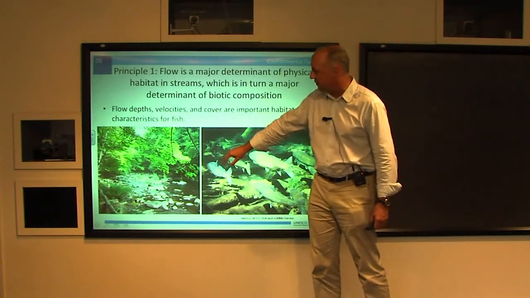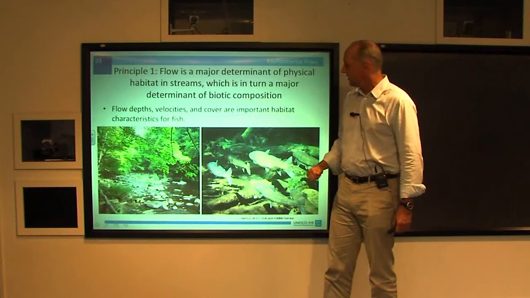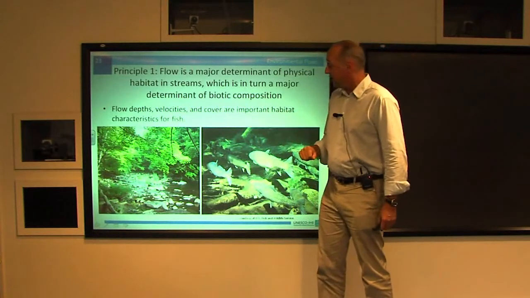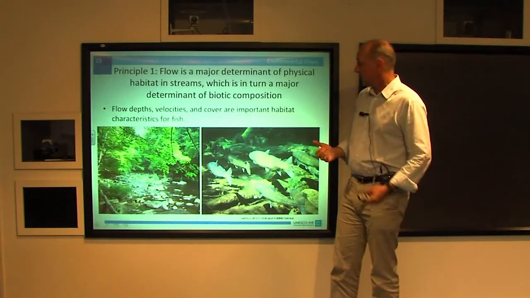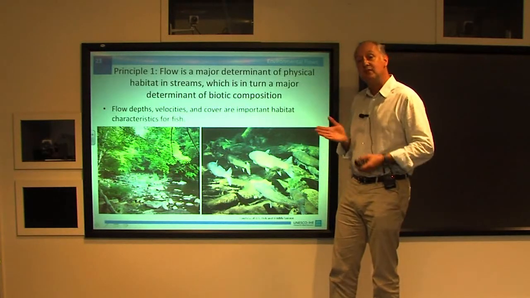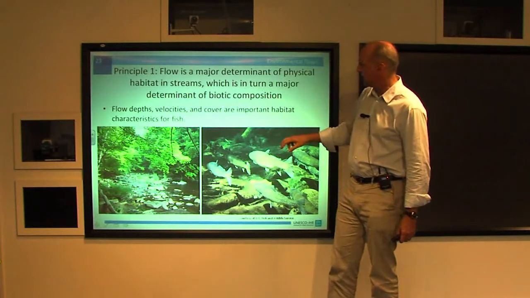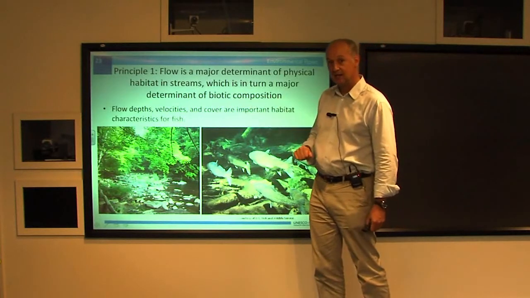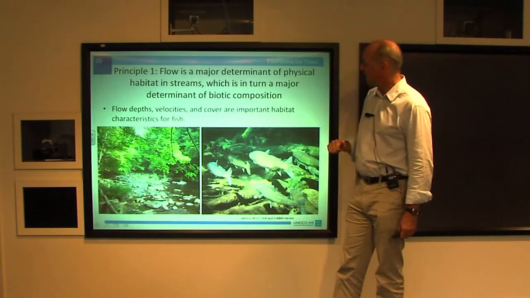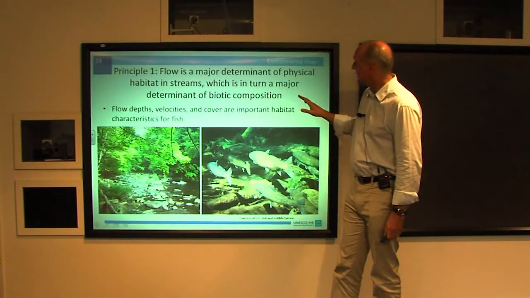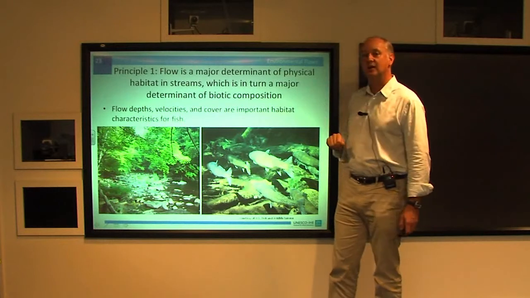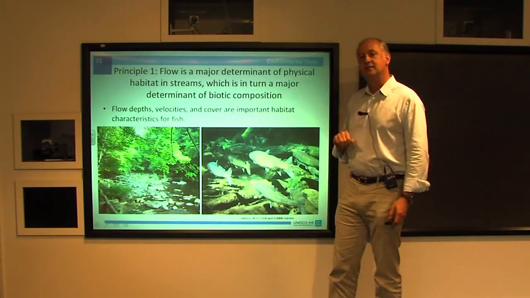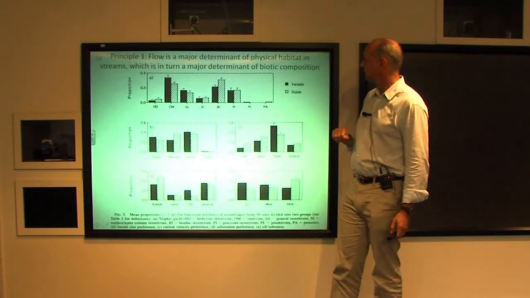Trout often live in rivers, as we see on the left here, and in that river, you can see that the water levels are very low right now, so they require sufficient flow levels for them to be able to make their way up and down the system. We'll get to that in principle number 3 as well. Depths, velocities, and cover are important habitat characters for fish, and in this case for trout in particular.